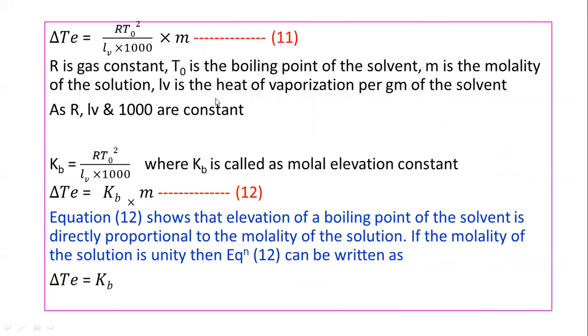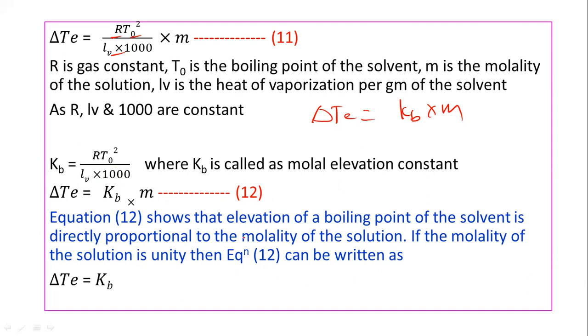R is constant. T0, that is the boiling point of the solvent, is also constant. LV is the heat of vaporization per gram of the solvent. So these terms are constant here. So we can write RT0 square upon LV into 1000 is equal to Kb, where Kb is called the molar elevation constant. So this equation can be written as delta TE is equal to Kb into molality, where Kb is equal to RT0 square upon LV into 1000. So this is now equation 12.